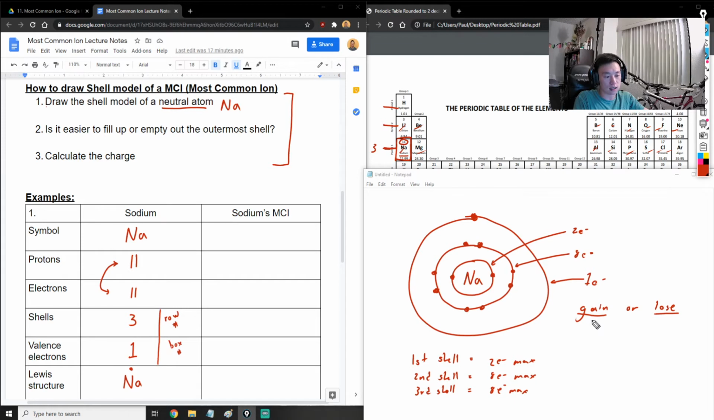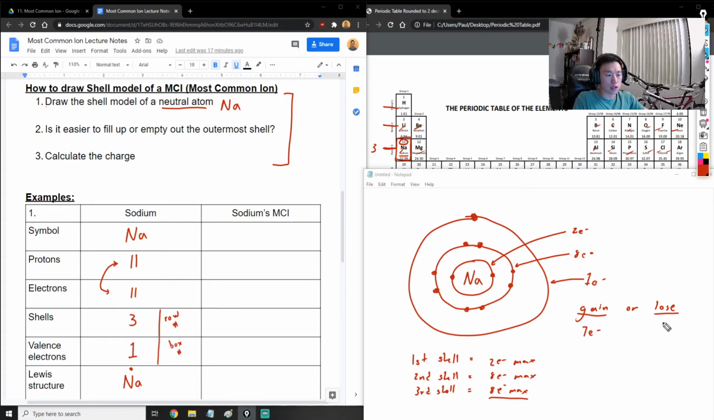So if I want to gain electrons, how many electrons would I need to gain in order to fill out this third shell? Okay, just think about that. How many electrons do you need to gain to fill out this third shell? Well, we know that it can hold 8 max. So if I want to fill this shell out, I'm going to have to gain 1, 2, 3, 4, 5, 6, 7. So sodium, if it wants to gain to fill out the shell, needs to gain 7 electrons. Okay, so if I want to gain with sodium, I need to gain 7 electrons.